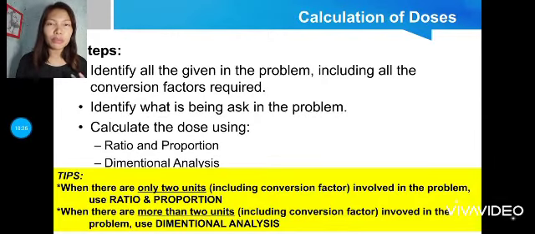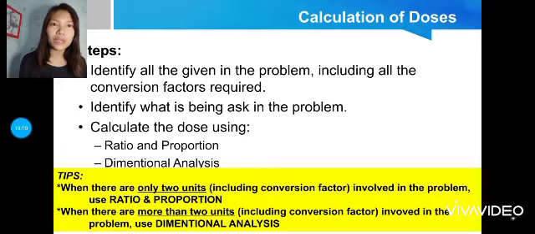After learning about the units of measurement, let's go now to the calculation of doses. I follow steps in calculating doses of medication. The first step is to identify all the givens in the problem, including all conversion factors required. When we say given, these are the numbers that can be found in the problem. When we say conversion factors, they could be either given in the problem or not. In my case, I already include the conversion factors in the givens. So I identify what conversion factors I need in order to calculate the dose. It depends on you.